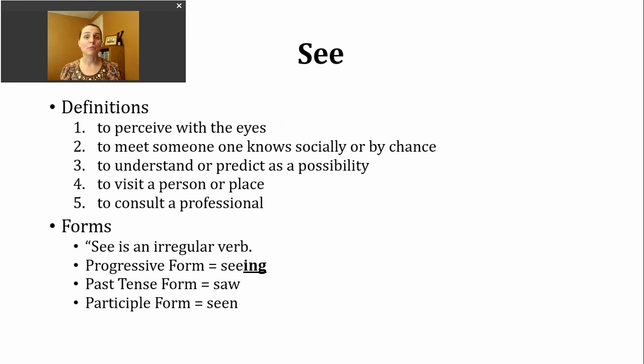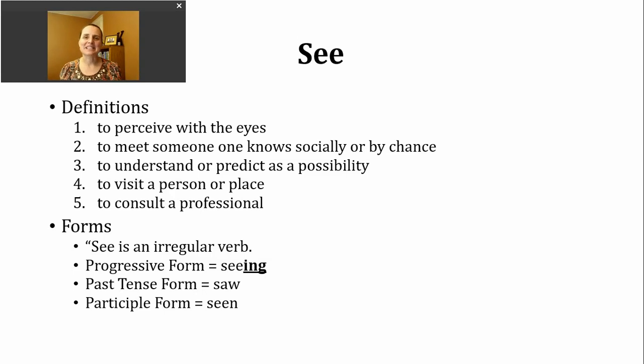The first way that this verb is used is to mean to perceive with the eyes. This is probably the thing that comes to your mind when you hear this verb, "see." So it might be asking for someone to locate an object, right? Have you seen my keys?